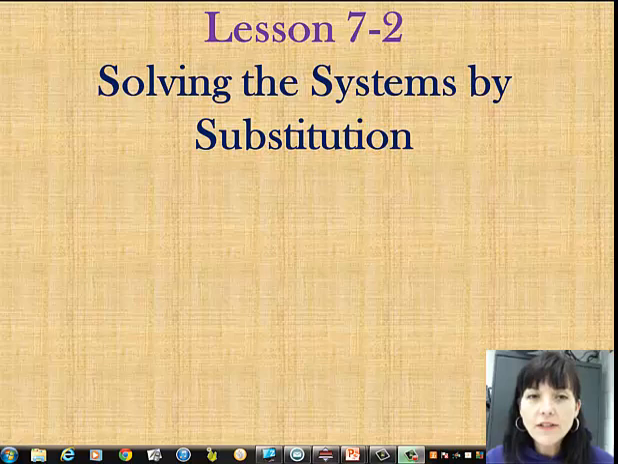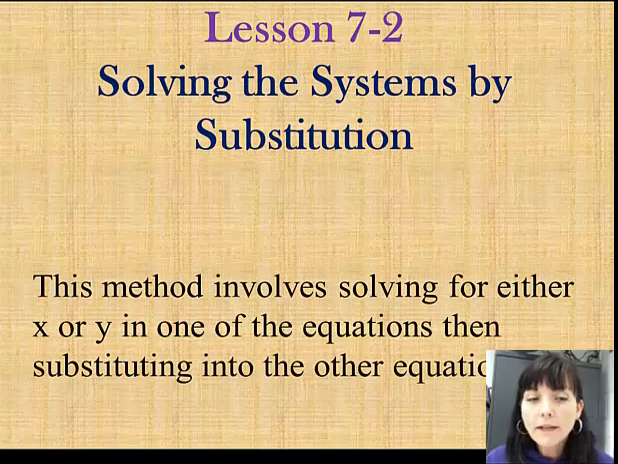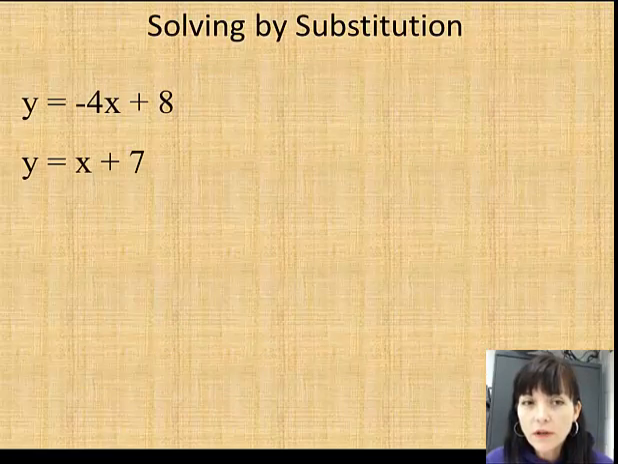We're going to go over lesson 7.2 today, solving systems by substitution, that's systems of equations. We're going to go over the basic information first. Finally, this method, as it says, involves solving for either the x or the y variable. Once you get x or y by itself in at least one equation, you can substitute that into the second equation to solve. So solve for either x or y, substitute it into the other equation when you're done.